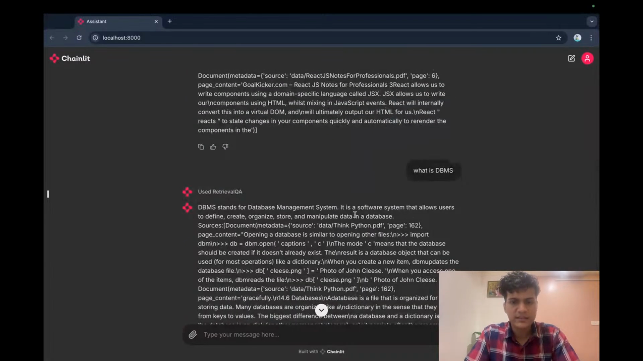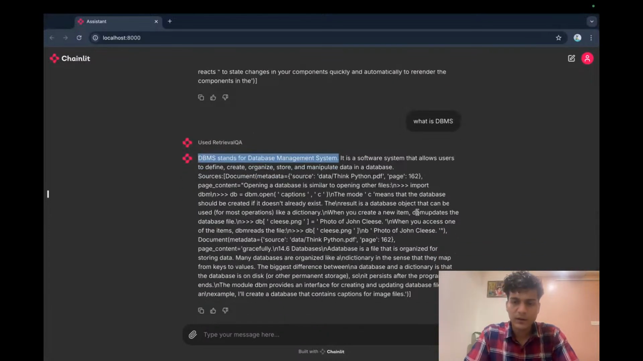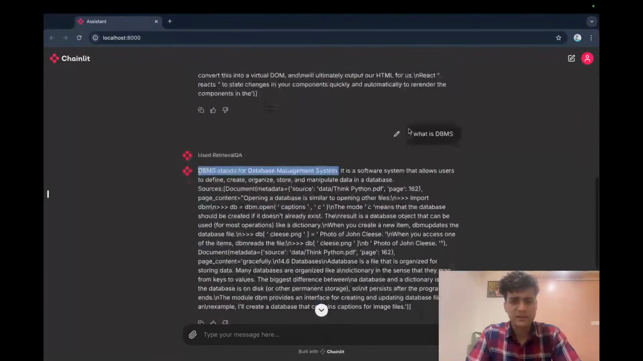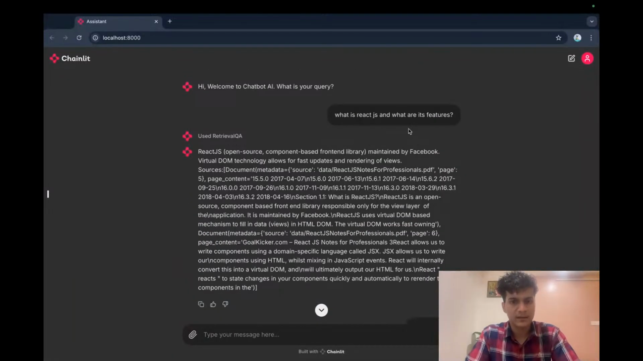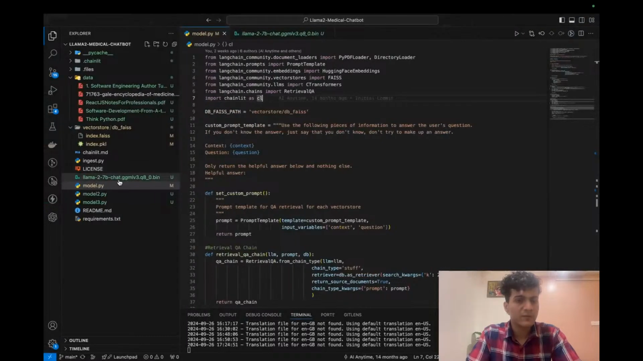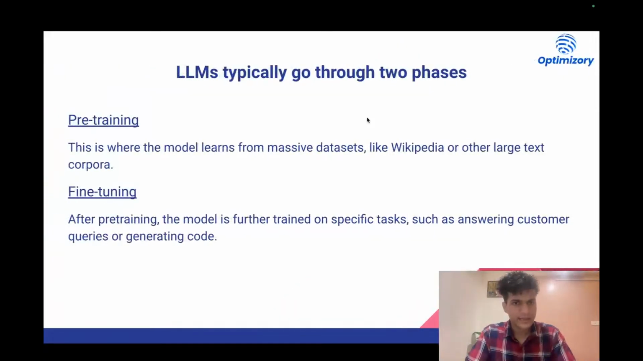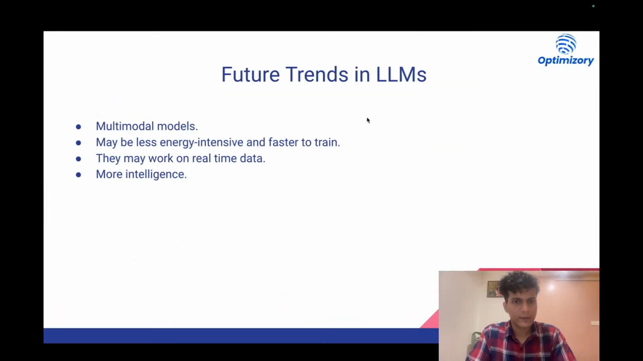Then I asked it what is DBMS. It stated the definition of it, the full form of it. So it is working fine. And as you can see, we are able to chat with our data. In this pre-trained model, it did not know this data. I trained my model on this data, and my model is now able to answer questions on this data. So how amazing is that? So this is LLM. We are done with our webinar.